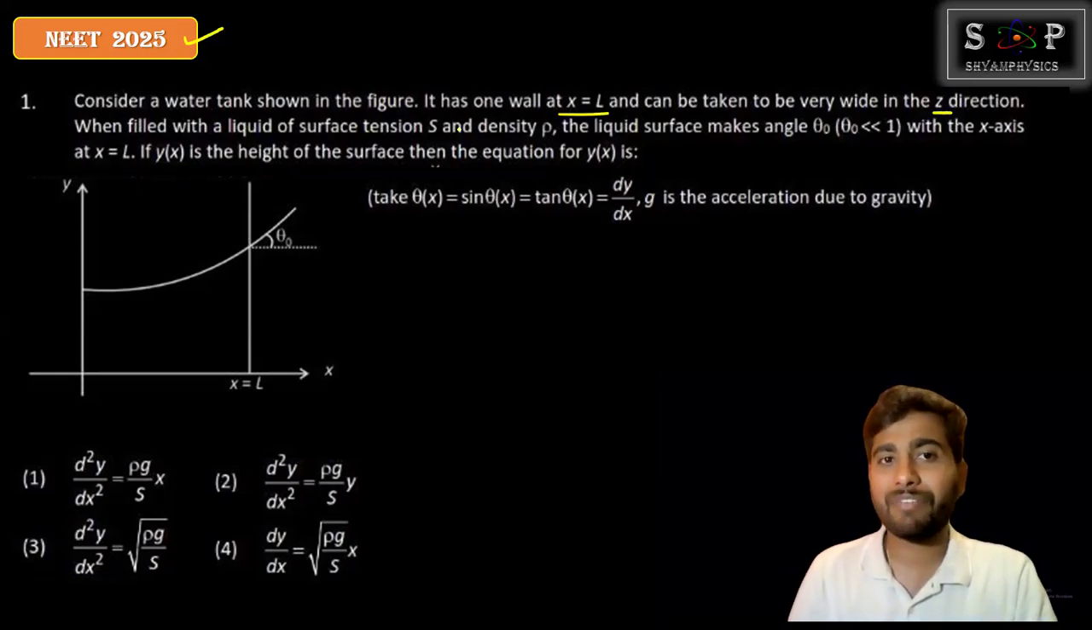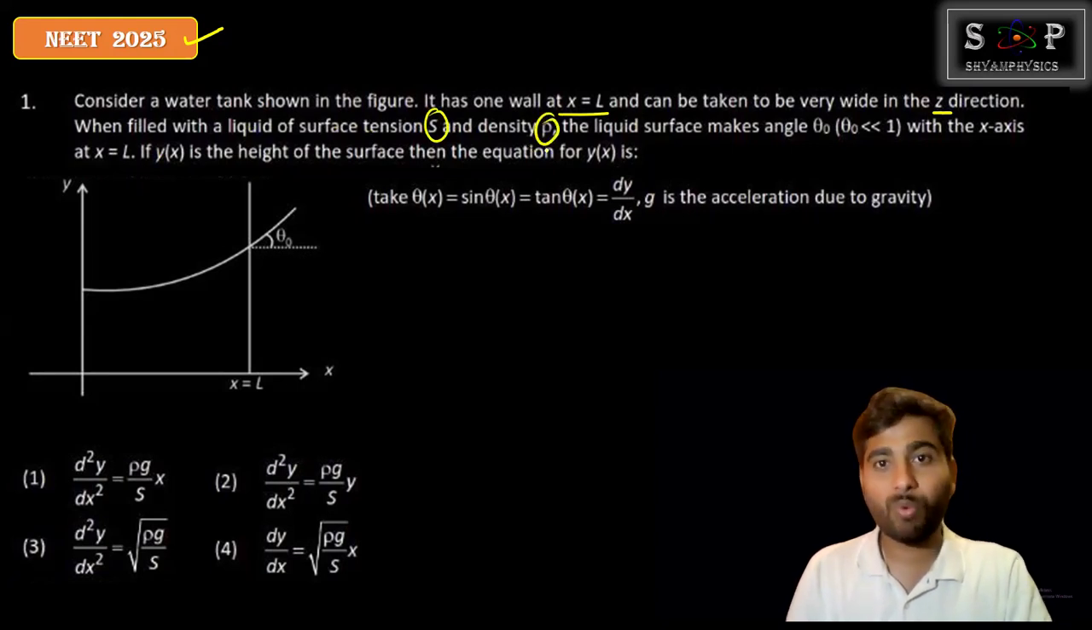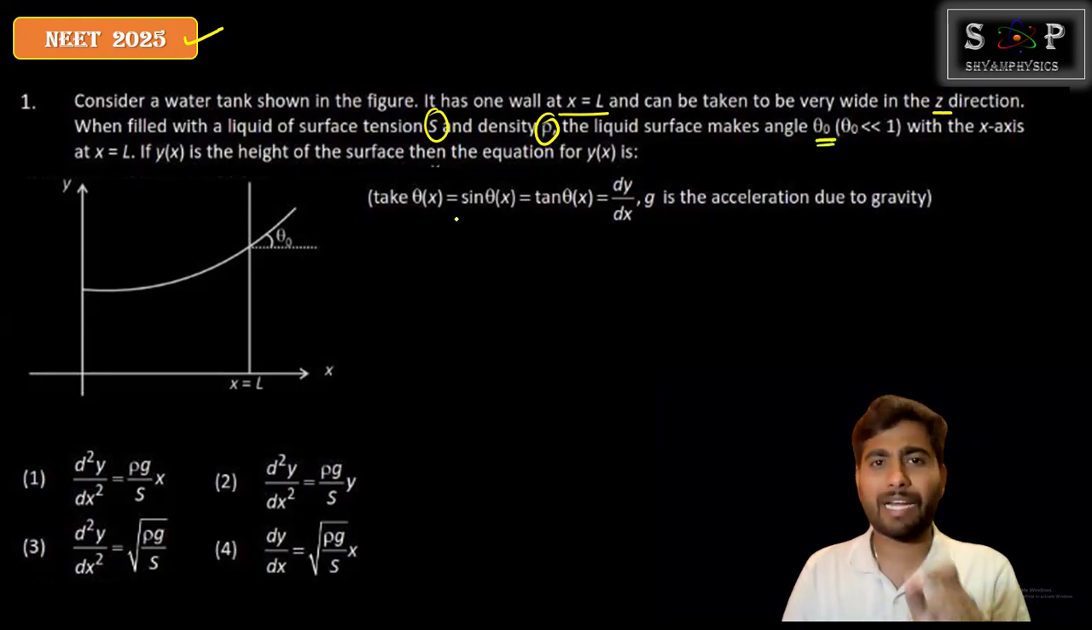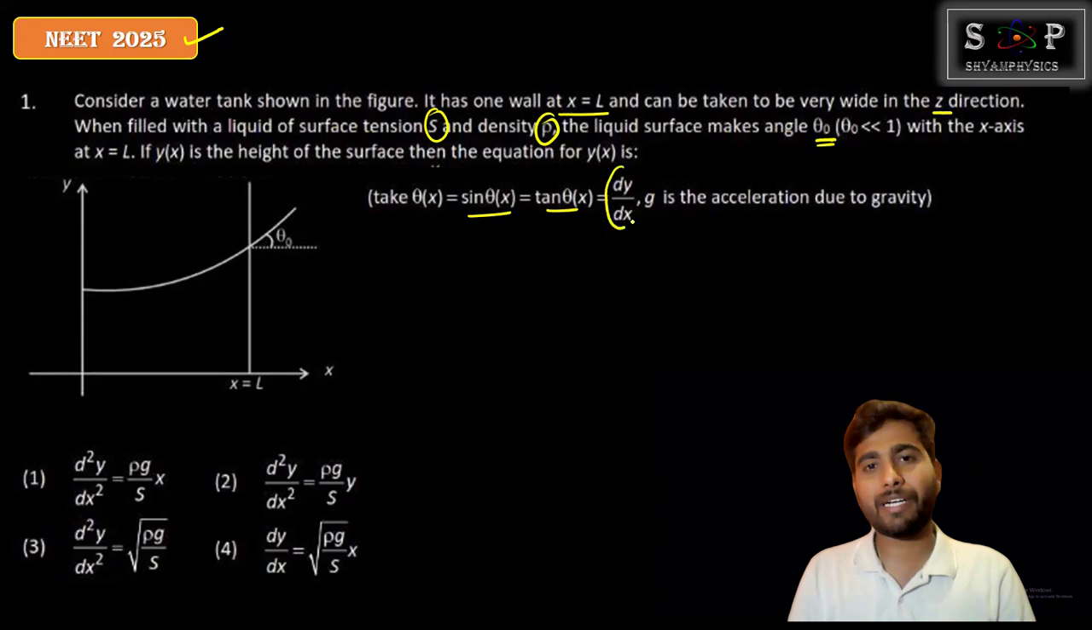It is filled with a liquid of surface tension S, and the density of that liquid is rho, which is present inside that water tank. The surface makes an angle theta. The theta is very small. For that reason, while solving, sin theta I will take as tan theta. Tan theta can be written as dy by dx.